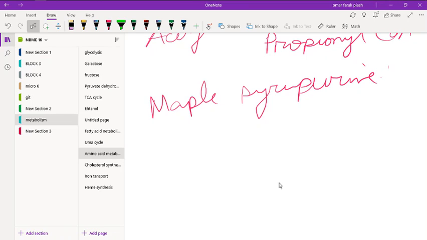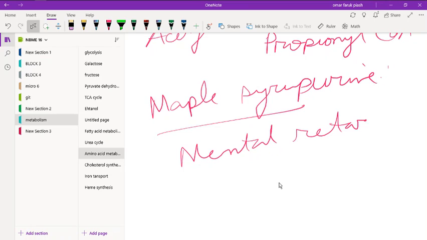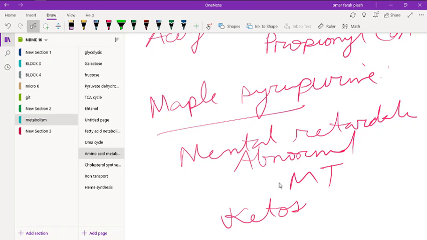Maple syrup urine disease: the odor of the urine is like maple syrup, and there is mental retardation, abnormal muscle tone, and ketosis, coma, and death.